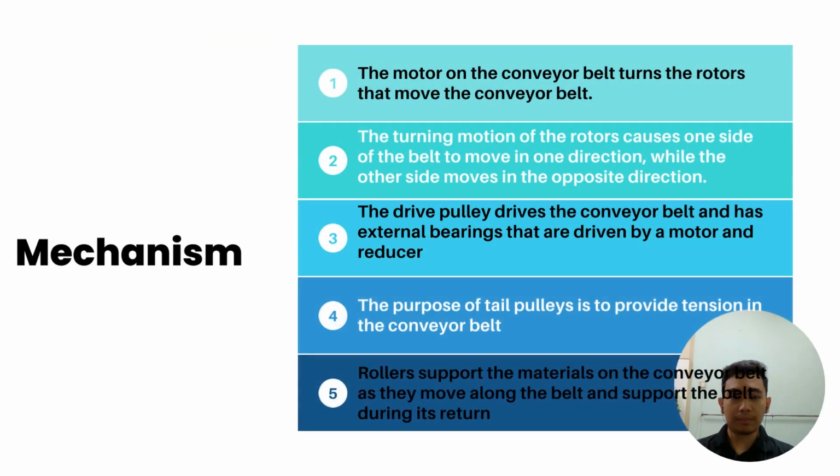For the mechanism, first, the motor on the conveyor belt turns the rotor that moves the conveyor belt. Second, the turning motion of the rotor causes one side of the belt to move in one direction while the other side moves in the opposite direction. Third, the drive pulley drives the conveyor belt and has external bearings that are driven by a motor and reducer. The purpose of the tail pulley is to provide tension in the conveyor belt.